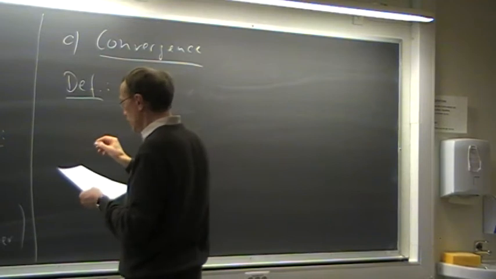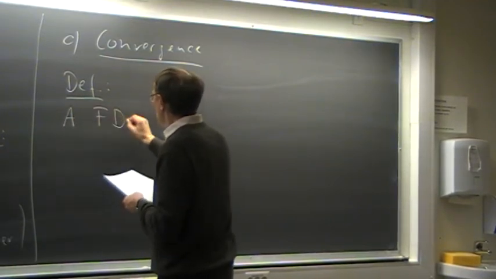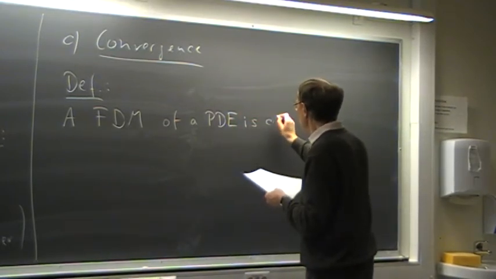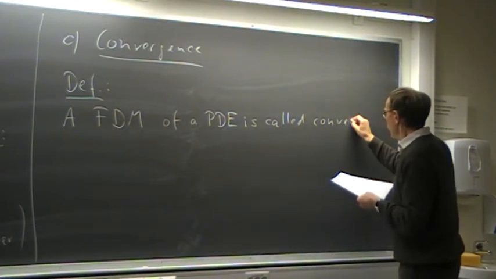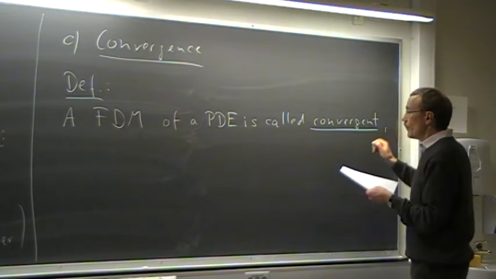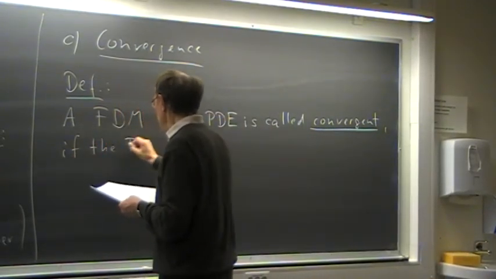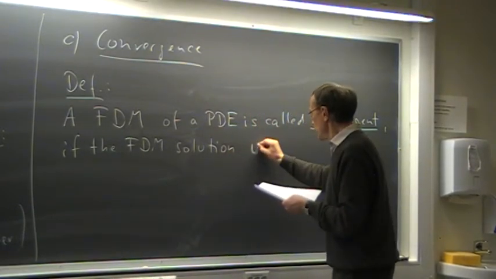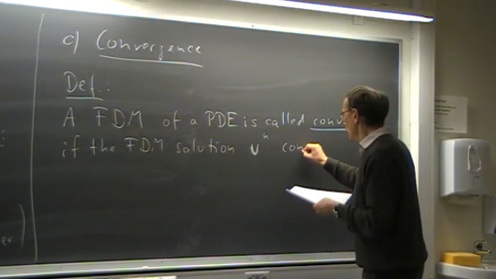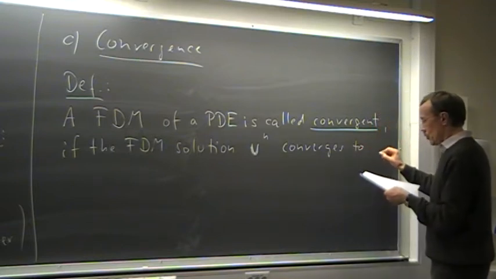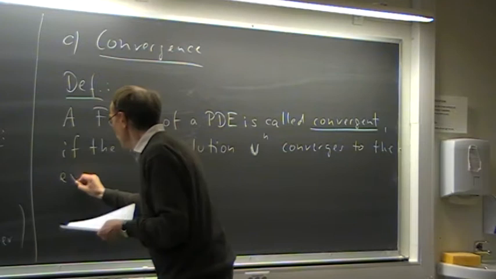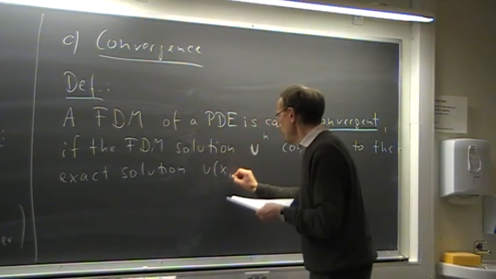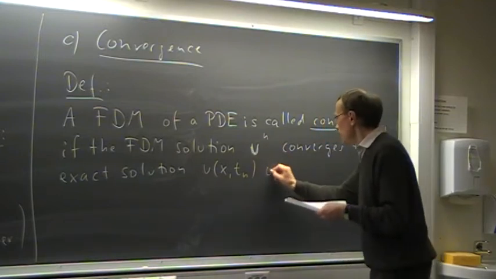Definition, now I can give that quite concretely. A finite difference method for a partial differential equation is called convergent if the finite difference method solution, that we denote by the boldface U^n, converges to the exact solution, that we usually denote by U of x at t_n, of the PDE.